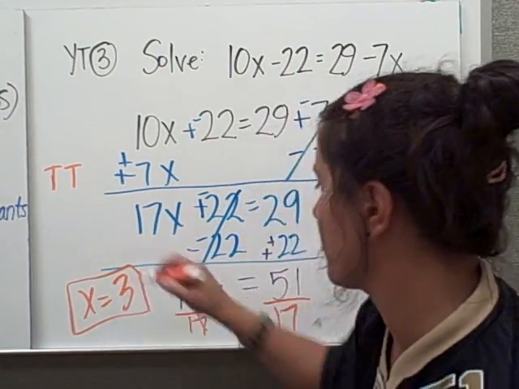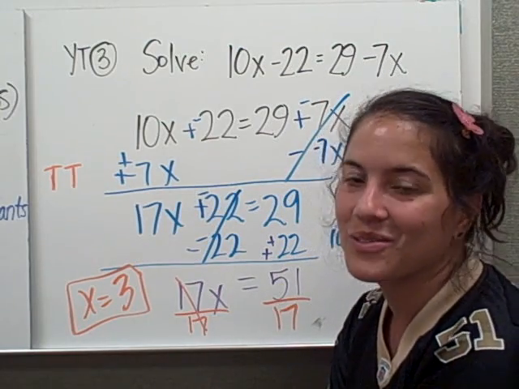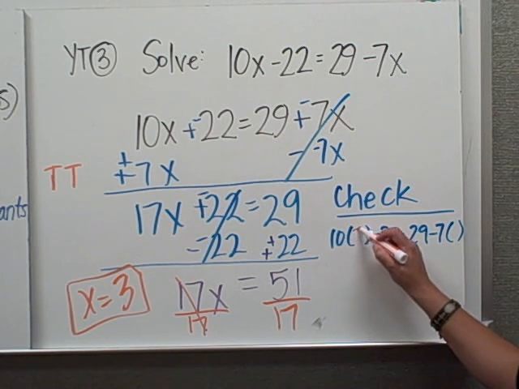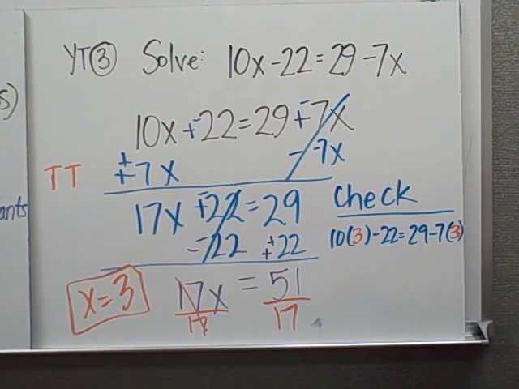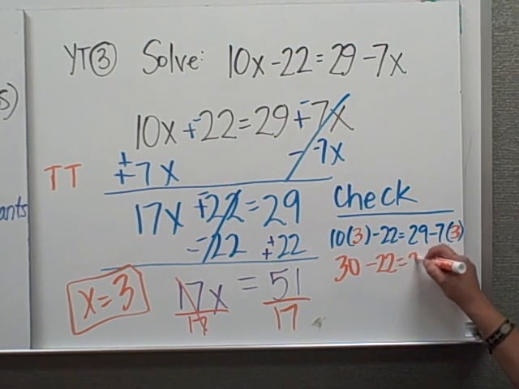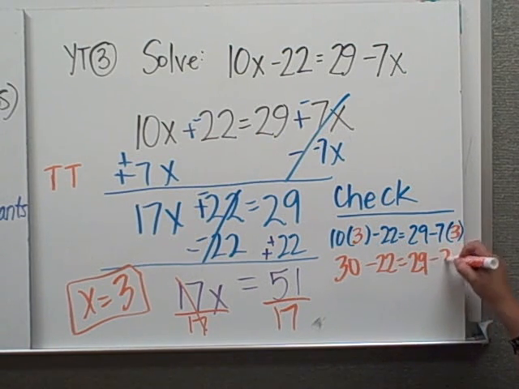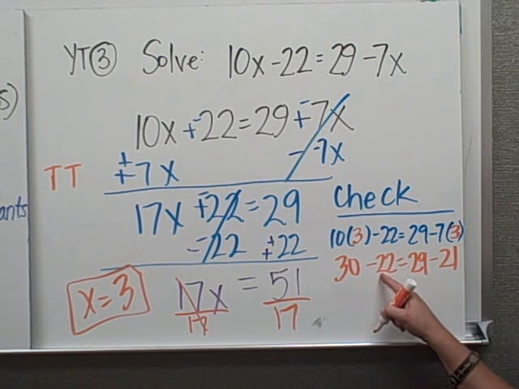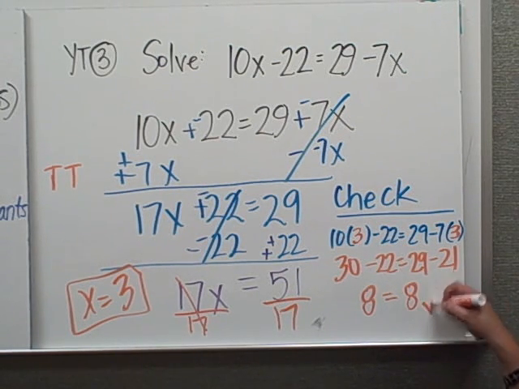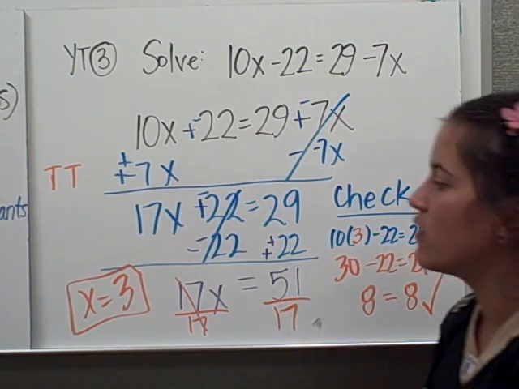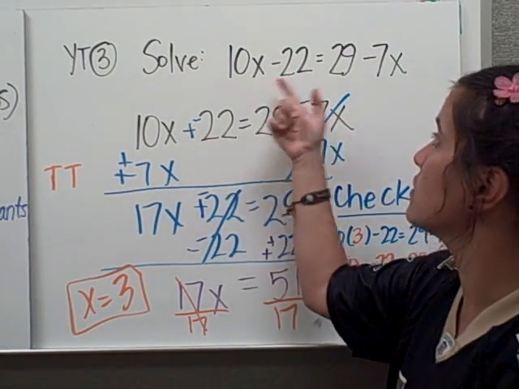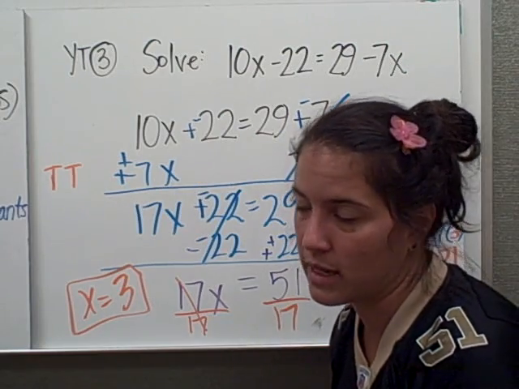That's what I got. Not sure about you, so let's double check and make sure. We're going to substitute in 3. So 10 times 3 is 30. And 7 times 3 is 21. 30 minus 22 is 8. 29 minus 21 is 8. And that checks out. So my solution of x equals 3 is correct for this equation with variables on both sides of the equal sign.